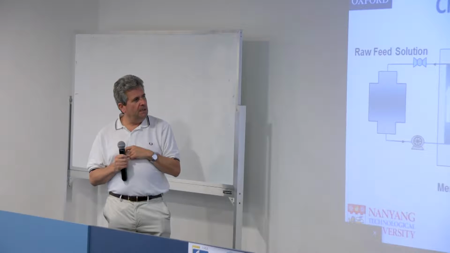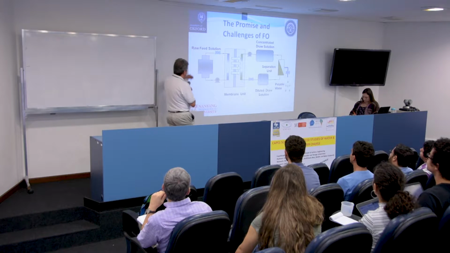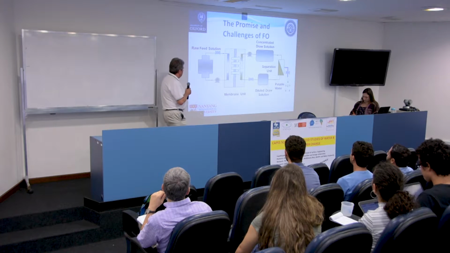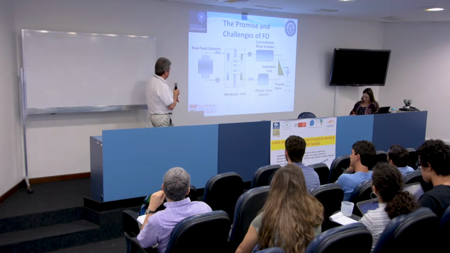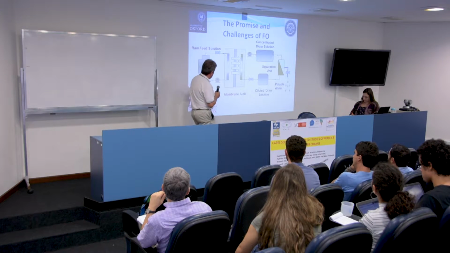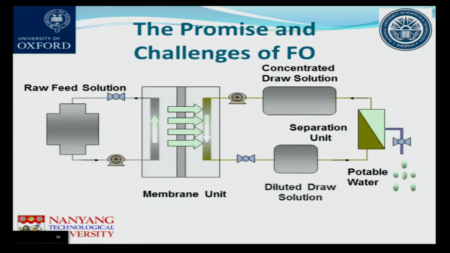Now, how might we set this up into a process? Well, this is an example of how it works. So at the center, you can see here, this is my membrane. And on the left-hand side, I've got a raw feed solution. So by feed, I don't mean food, I mean feed in a sort of engineering sense. This is my wastewater, and I'm going to just keep circulating it around here.